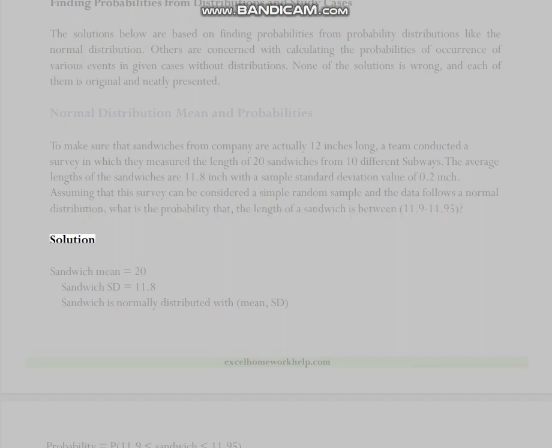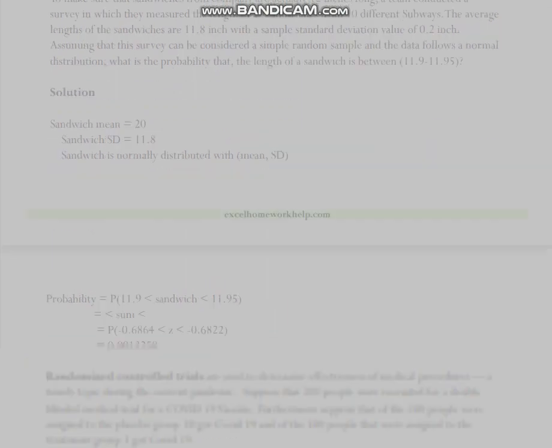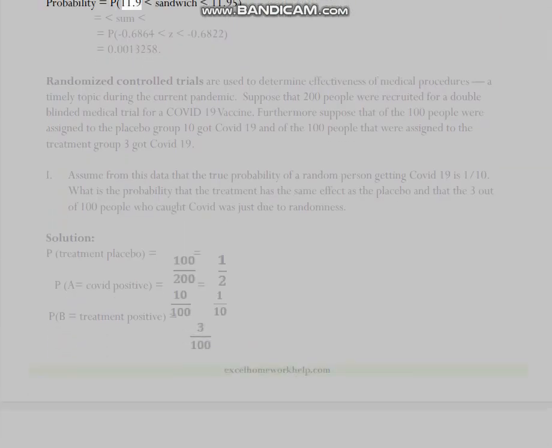Solution. Sandwich mean equals 11.8, SD equals 0.2. The sandwich length is normally distributed with this mean and SD. Probability equals P(11.9 < sandwich < 11.95), which equals P(Z < 0.6864) minus P(Z < 0.6822), which equals 0.0013258.